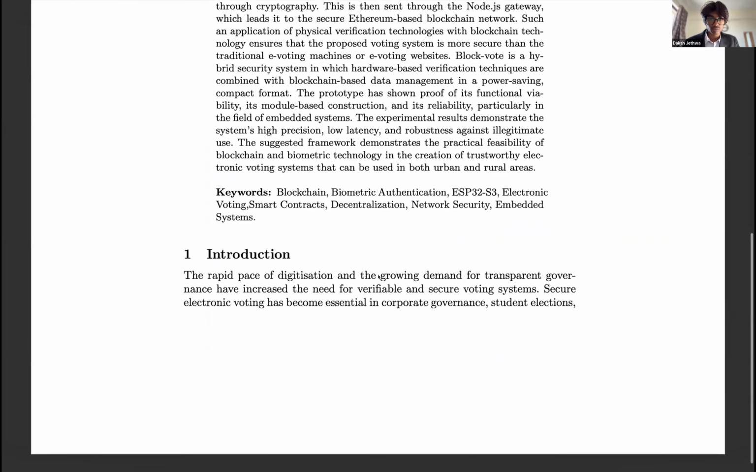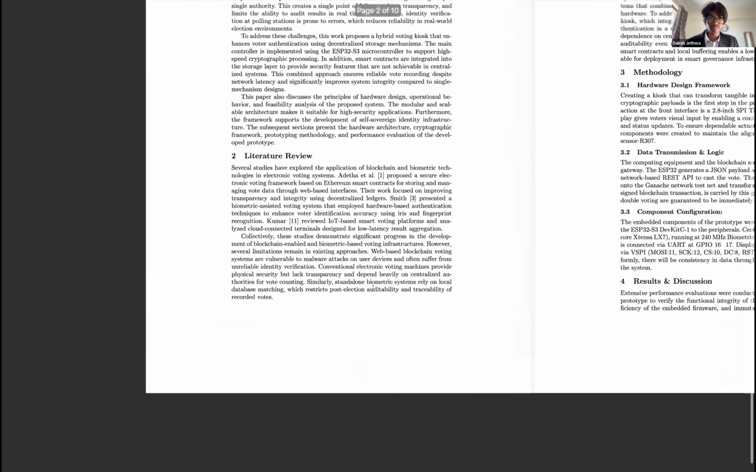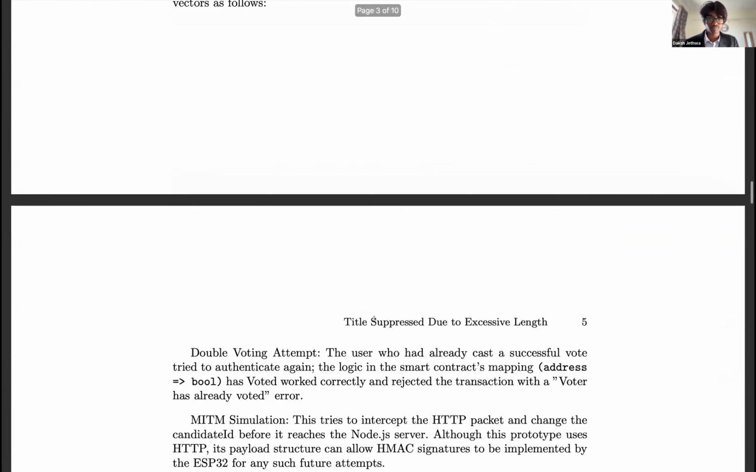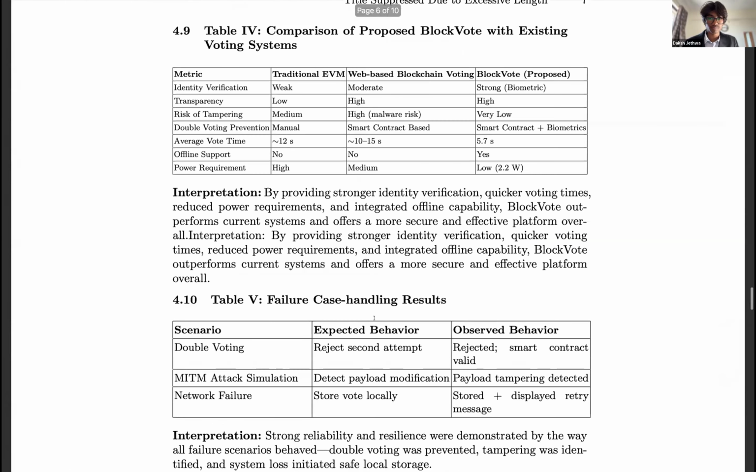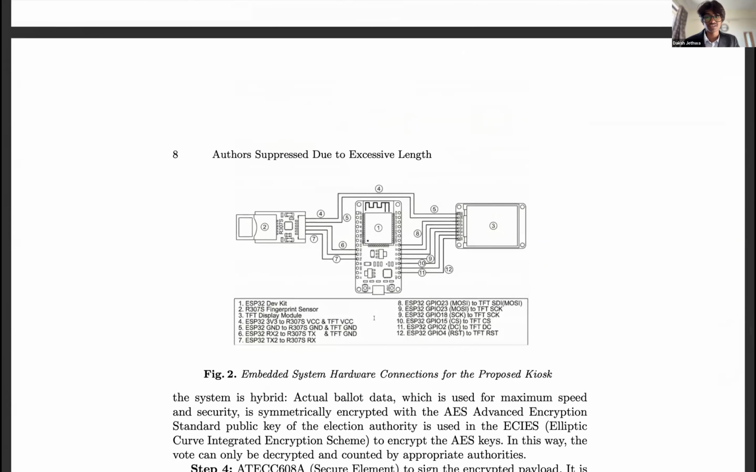Yes, ma'am. So this is the diagram. We're using an ESP32 model to cast our votes onto the blockchain. This is an LCD panel which can be used to select the candidates we want to vote for. And diagram label number 2 represents the fingerprint scanner that we're using in this current scenario.